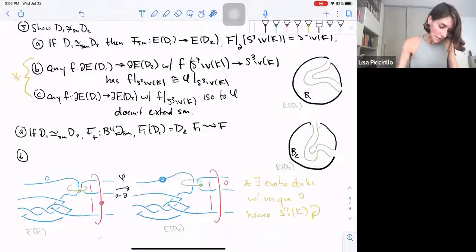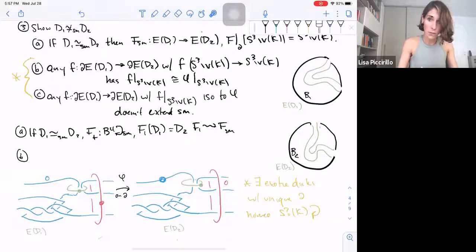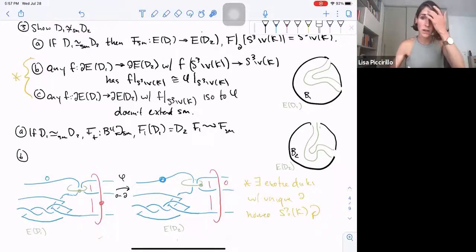Okay. And because I know this diffeomorphism between the exteriors came from restricting to the complement this bigger diffeomorphism that threw D1 onto D2, that tells me F1 takes this onto here. And so when I look at just the complement, the boundary of the neighborhood of this is going to map onto the boundary of the neighborhood of this. And so that's where the fact that this diffeomorphism respects the surgery solid torus and the knot complement comes from.